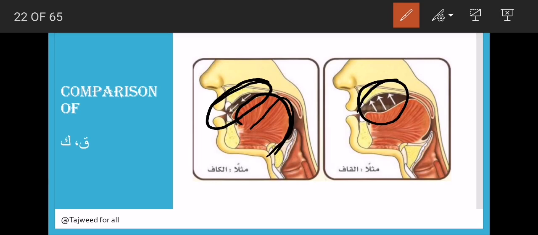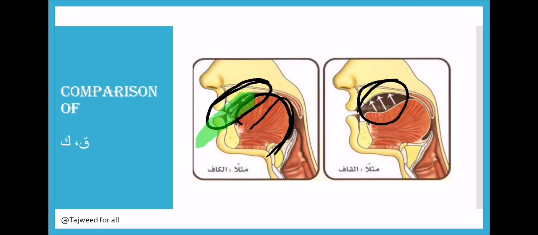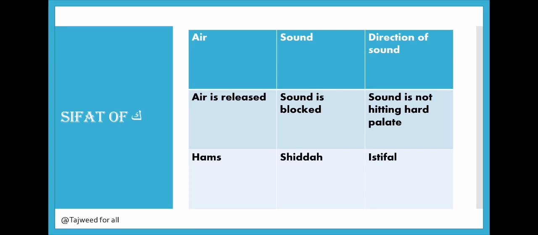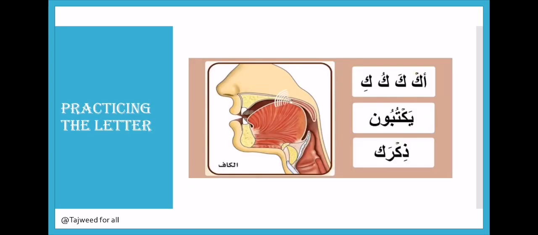But what is happening here? Not only the back part, the whole tongue almost completely fills our mouth. A very small gap is happening here, right? See, a small gap is happening here. That is the reason the kaf is istifal. The kaf has istifal and the qaf has isti'la. We will go through the comparison after this.